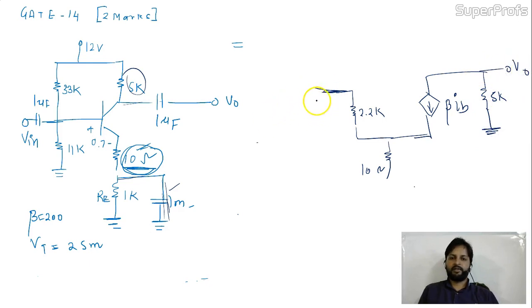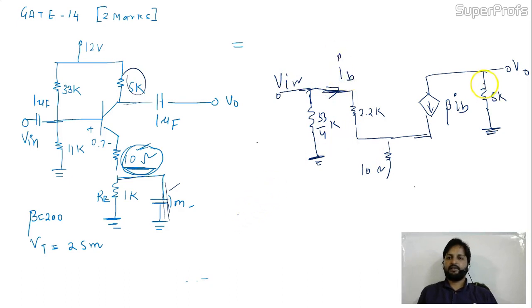This is the input part. The input is 33K and 11K. They are also connected up to the ground, and the equivalent is 33 by 4K, and here we are applying V in. Is it okay to you? In this circuit the current is IB. Now you need to calculate V0 by VI. This is your voltage gain. What is V0? Calculate it.